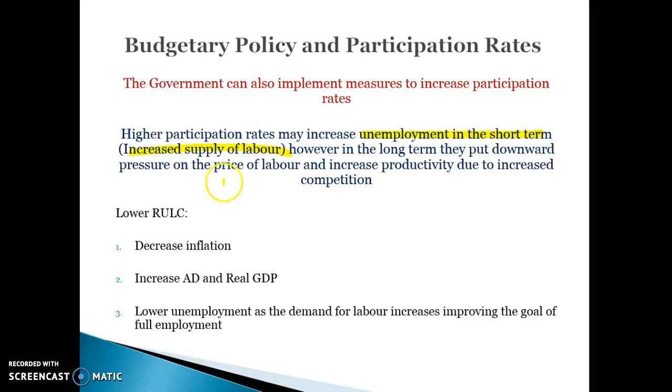So if you are going to target these policies related to participation rates, you've got to clearly state that they can hurt unemployment in the short term because there's more competition, but in the long term, because of the lower wages, because of the increased competition and increased productivity, it decreases inflation, increases aggregate demand and real GDP, and therefore boosts the derived demand for labour in the long term. So if you are going to talk about something like childcare subsidies or increasing the pension age or anything like that that's going to boost participation rates, you've got to clearly articulate that the short term is bad, but in the long term they can help.